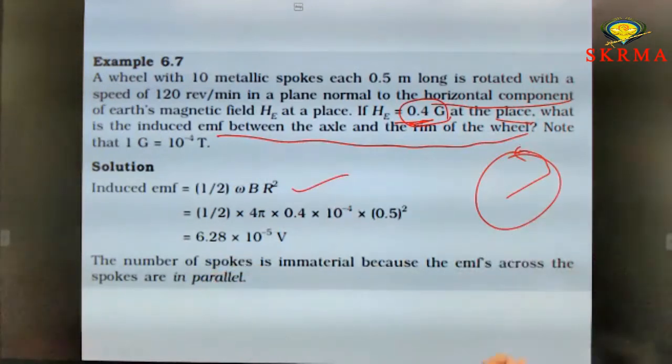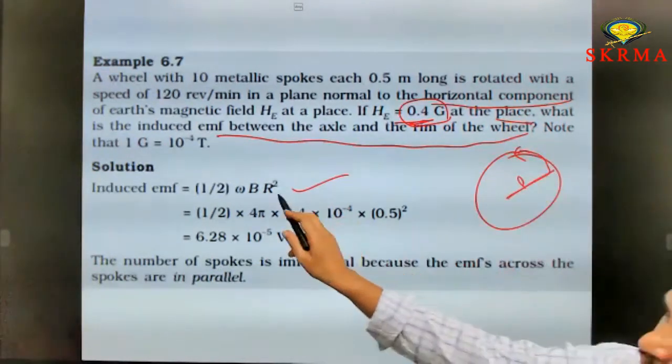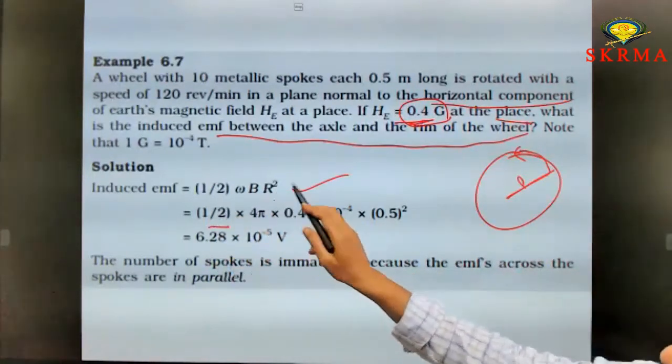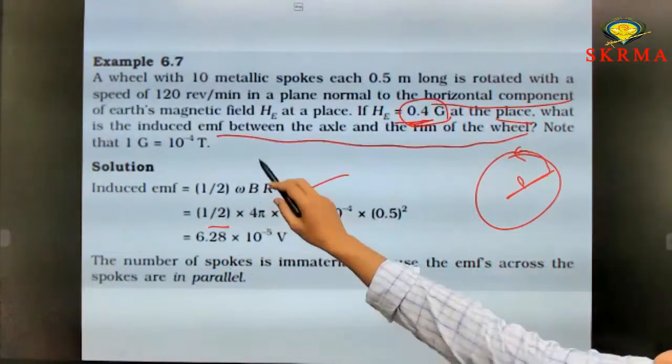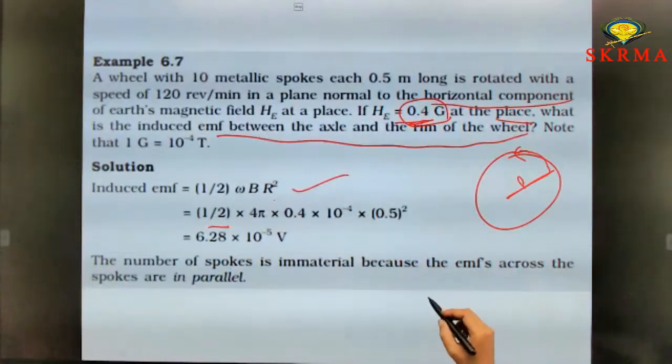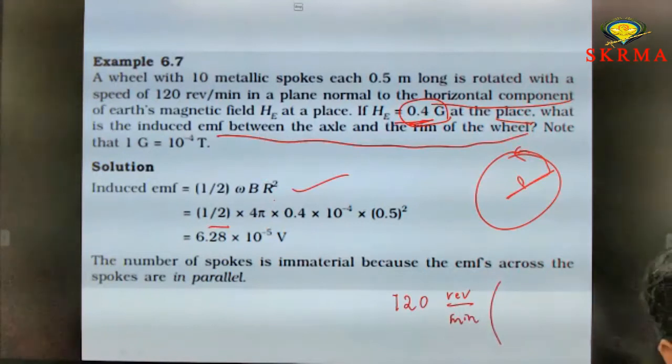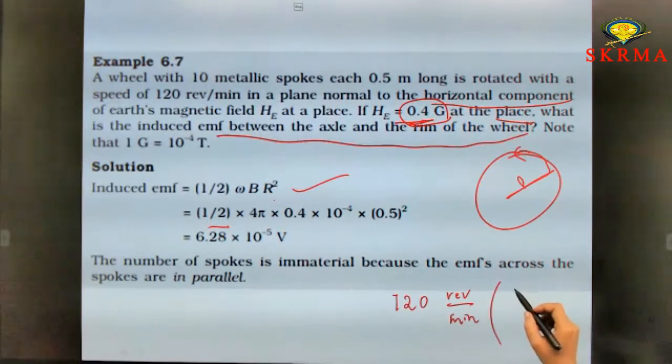Here L is the length of the spoke, the radius of the spoke, that is R. Directly substitute it, the half is the same. What is omega here? 120 revolutions per minute. We remember that if they gave 120 revolutions per minute and you want to convert to SI units, radians per second, how can you convert this?